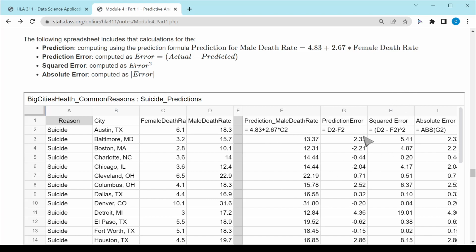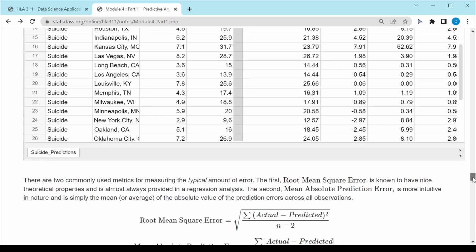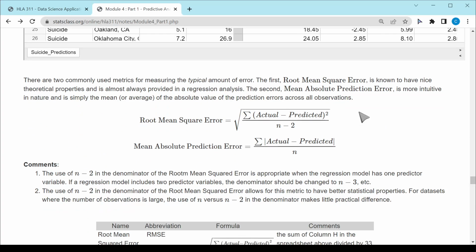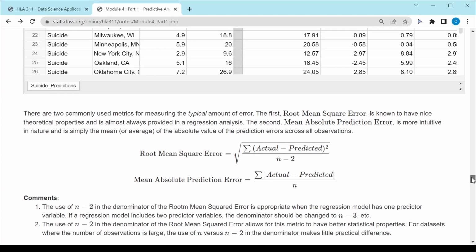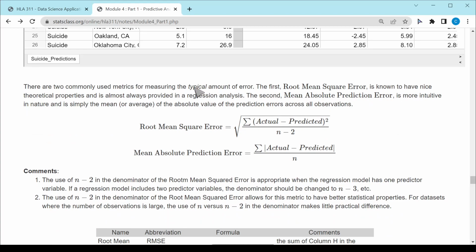So this spreadsheet here shows you various predictions and also the calculations for the prediction errors. Then what we do once we have all of these prediction errors is we attempt to measure what a typical amount of error is. There's two ways of doing that. There's the root mean squared error, which again uses the squared errors. And then we have the mean absolute prediction error, which uses the absolute errors.